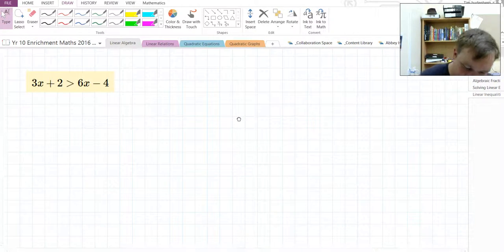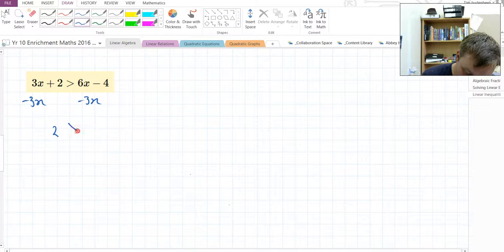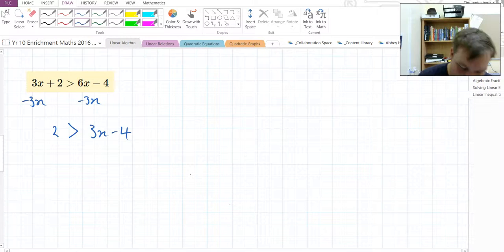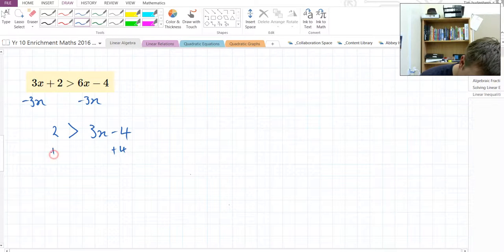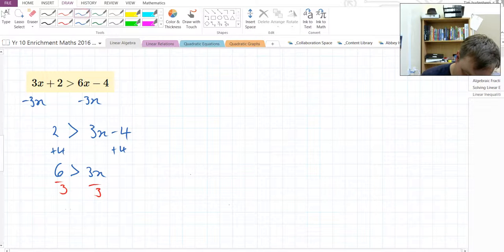Alright. One final one. Take 3x from both sides. I want to get all the x's by themselves. 2 is greater than 3x take 4. Note I haven't flipped it because I haven't multiplied or divided by a negative. Add 4 to both sides. 6 is greater than 3x. Divide both sides by 3. 2 is greater than x.